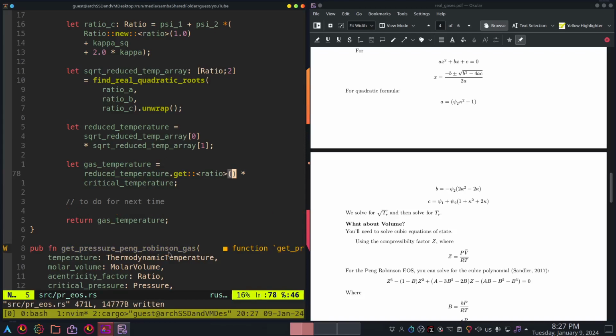Okay, so why do you have this problem? Because gas temperature is meant to be a thermodynamic temperature, not a temperature interval. So when you have a thermodynamic temperature and you multiply it by a ratio, you get a temperature interval. That's how the type system works.